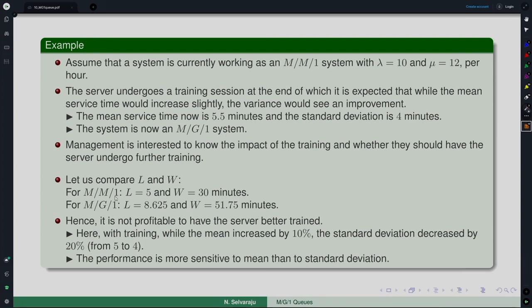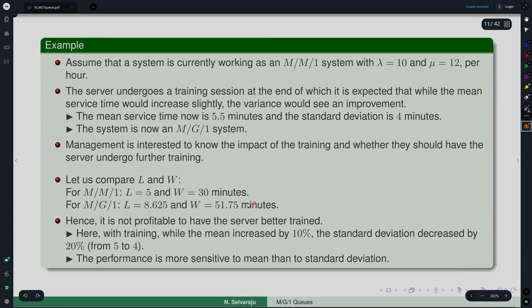So for which, let us compare L and W before and after the training for the system, these two parameters. For the M/M/1 first case, rho is lambda by mu, which is 5 by 6. So L is rho by 1 minus rho, which turns out to be 5 here, and W, using Little's law, you can obtain to be half an hour, so that means it is 30 minutes, because these are in hours, so this becomes 30 minutes.